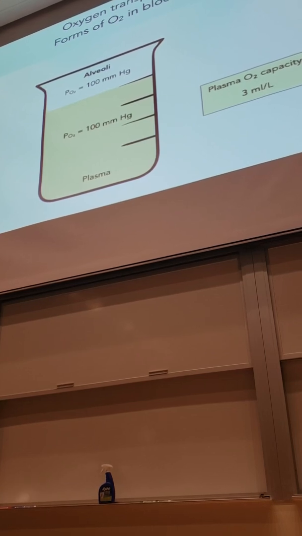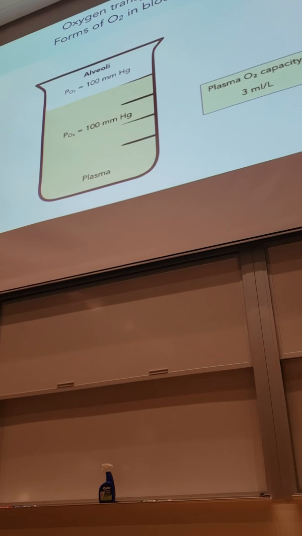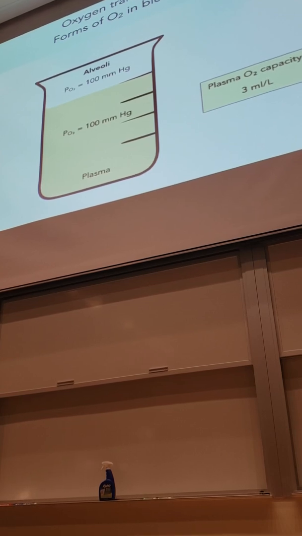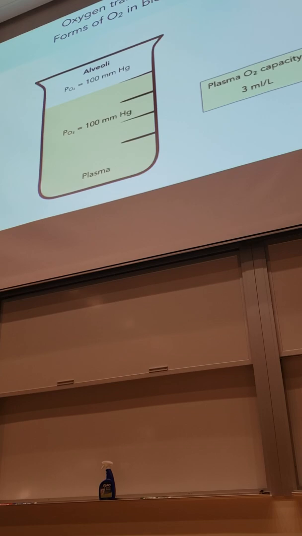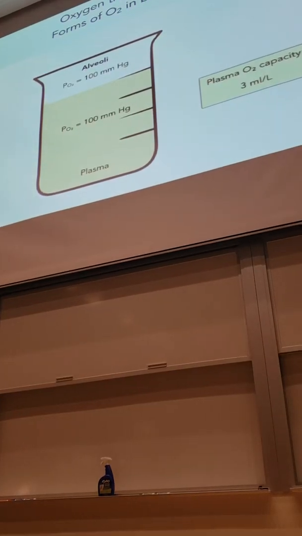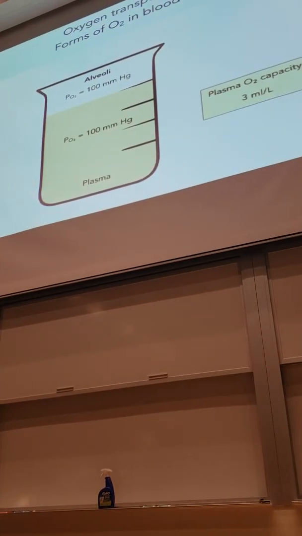And as it turns out, we've talked about this before, that oxygen has a pretty low solubility, right? So in our normal alveolar oxygen content of 100 millimeters of mercury and PO2 of 100, we actually can carry very little oxygen. So about 3 milliliters of oxygen, 3 milliliters of gas in 1 liter. So a tiny little bit of oxygen goes into 1 liter of blood plasma.